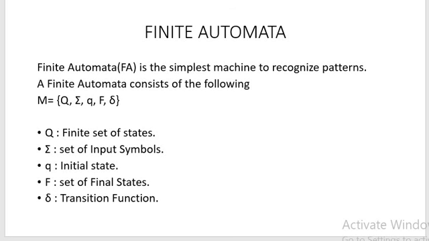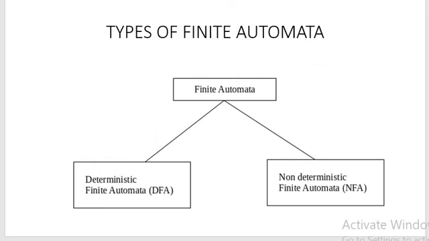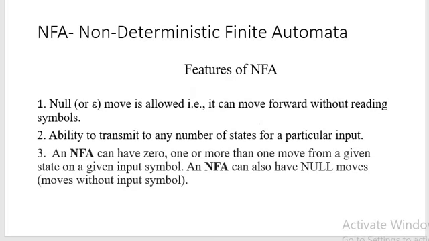Okay. What is finite automata? Finite automata is the simplest machine which is used to recognize the patterns. It consists of a finite set of states, input symbols, initial state, final state, and transition function. The types of finite automata are DFA and NFA: deterministic finite automata and non-deterministic finite automata.